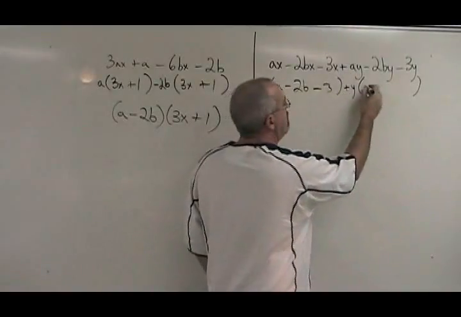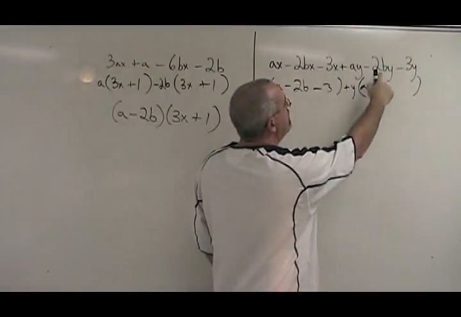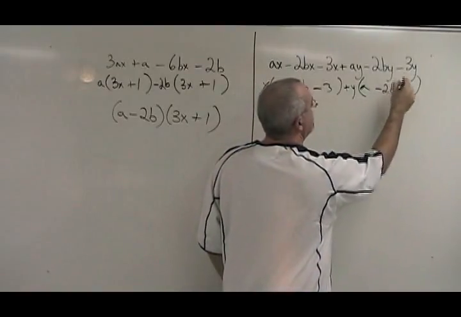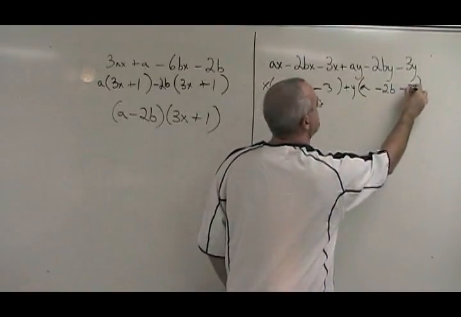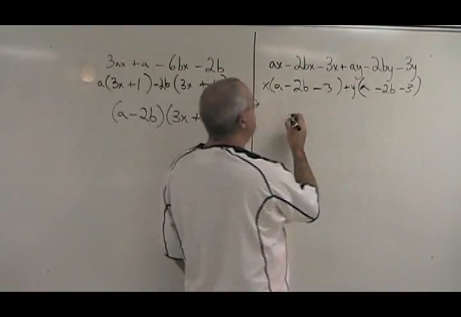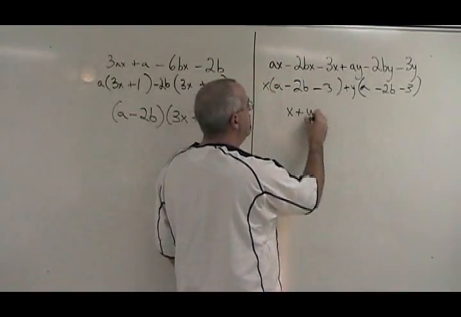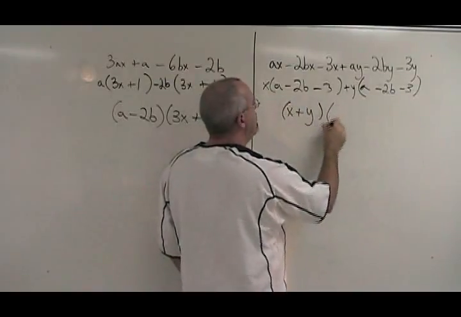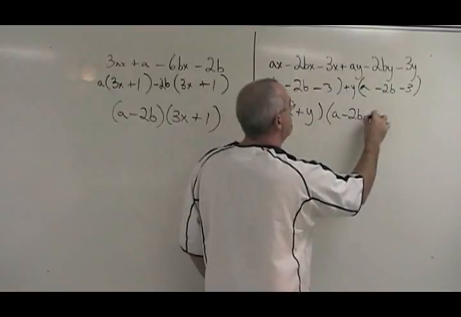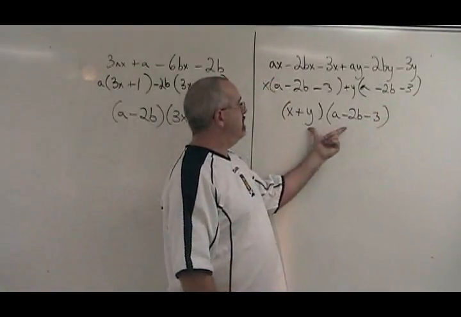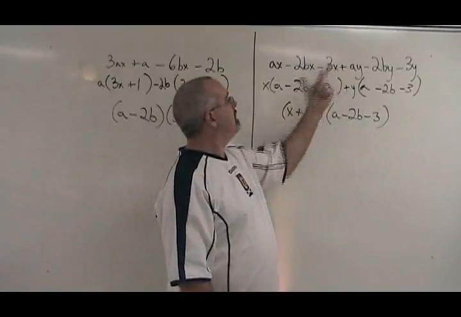ay divided by y is a. Negative 2by divided by y is minus 2b. Negative 3y divided by y is minus 3. We have the same contents of the 2 brackets, and we are able to rewrite our expression with the x plus y together in a bracket, and then the a minus 2b minus 3 in its own bracket. And we can verify as usual. If we multiply these 2 by each other, we will get the original question.